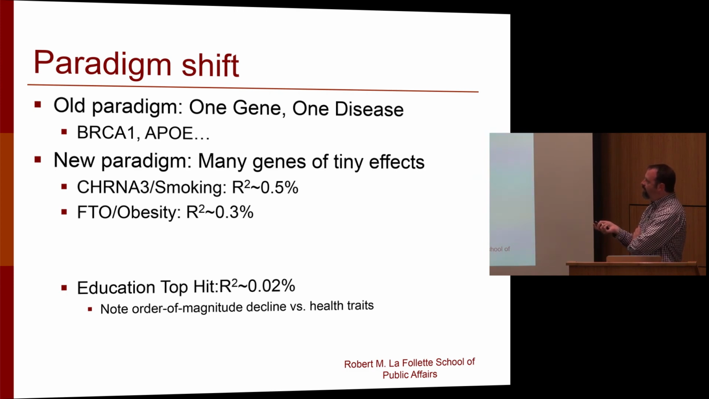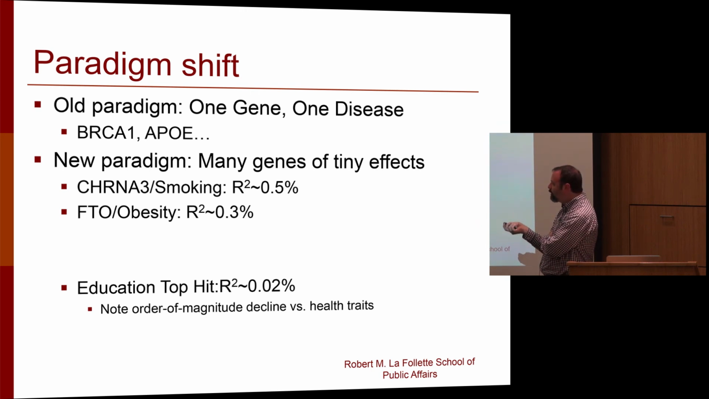As an example, the top single letters that matter for smoking contribute some amount. Some people would call that a very minor amount of variation. The top hit for obesity explains 0.3% of the variation in the population, not 3%, 0.3%. Some people would view that as modest or maybe small. And then you go to a social science outcome like educational attainment, and you see an order of magnitude reduction in the biggest effect.